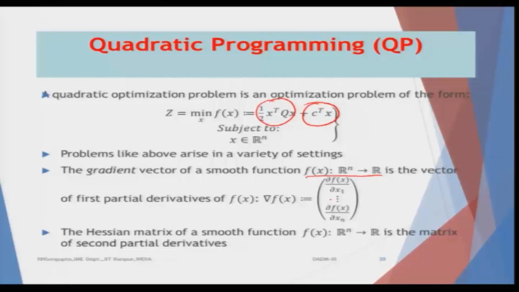The second element in the column vector would be del f by del x2, considering x1, x3, x4 till xn as constant, and finally, the last value in the column will be del f by del xn, considering x1 to xn minus 1 as constant.